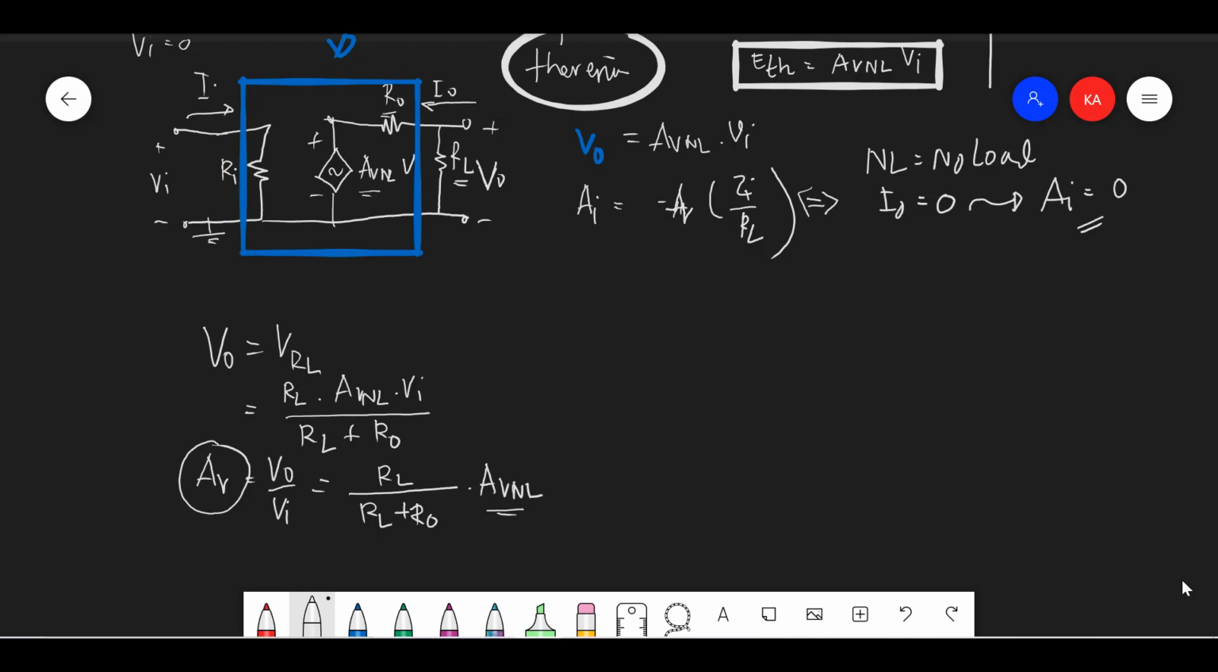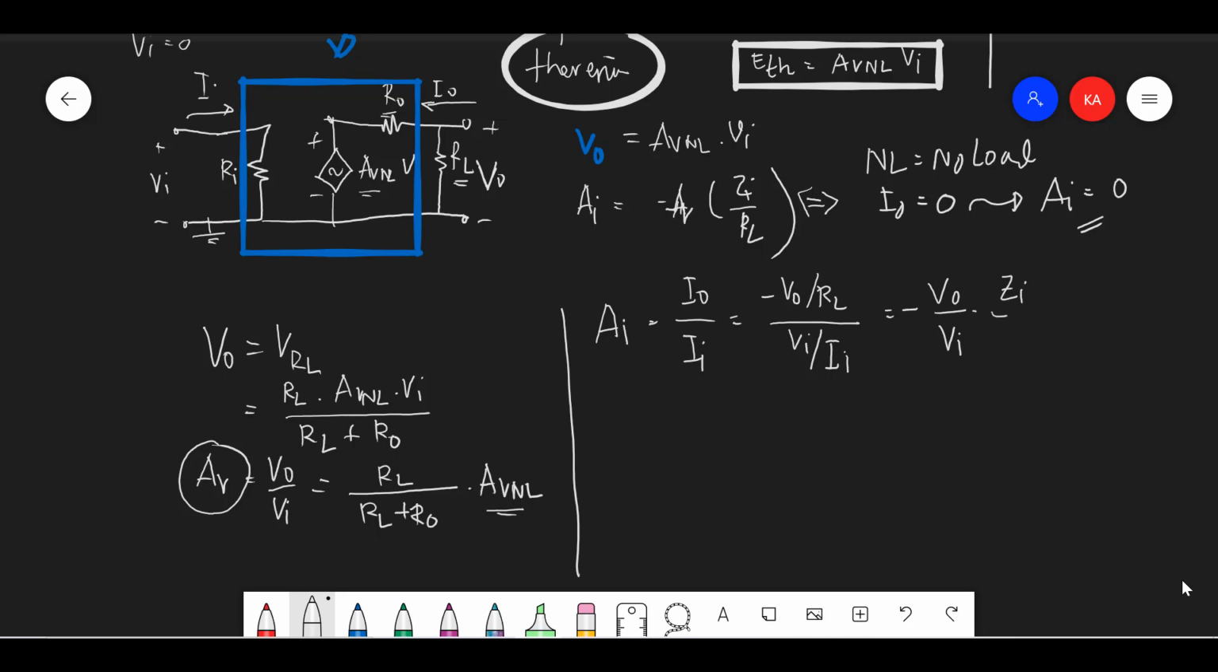Okay, so now we determine the AI. AI is IO per IE, which is equal to minus VO per RL for the output, and for the input it is VI per IE. So it's equal to minus VO per VI times ZI per RL. So we got that AI is minus VO per VI, which is AV, times ZI per RL. So this is the AI, the current gain.